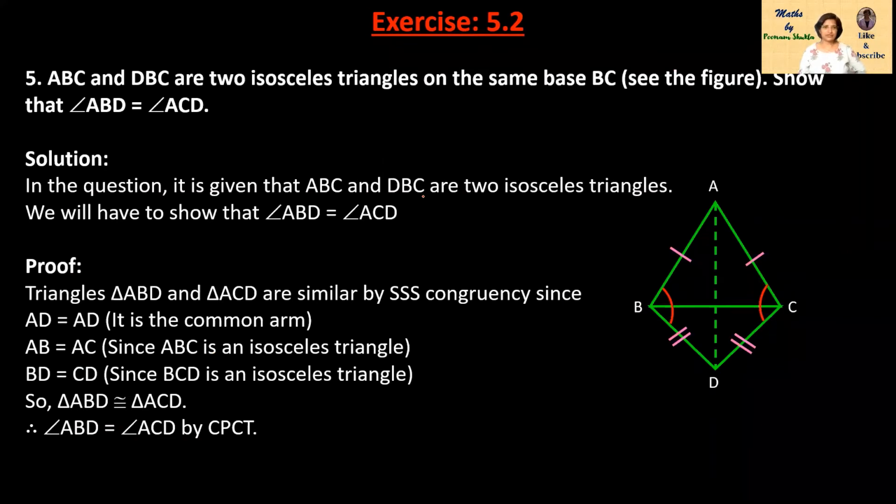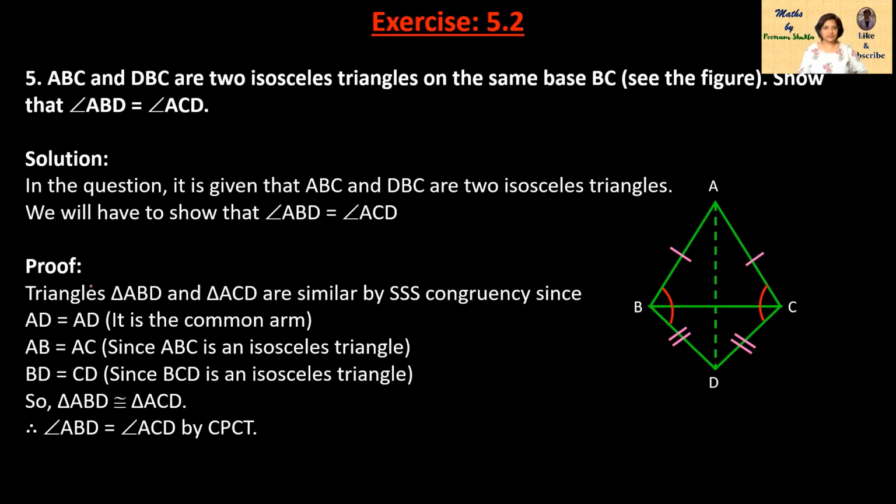Now we'll come to question number 5. Question number 5 says, ABC and DBC are two isosceles triangles on the same base BC. Show that angle ABD equals angle ACD. So if we prove that these two triangles are congruent, then we can show that these angles are equal. For that, we have drawn one line joining A to D.